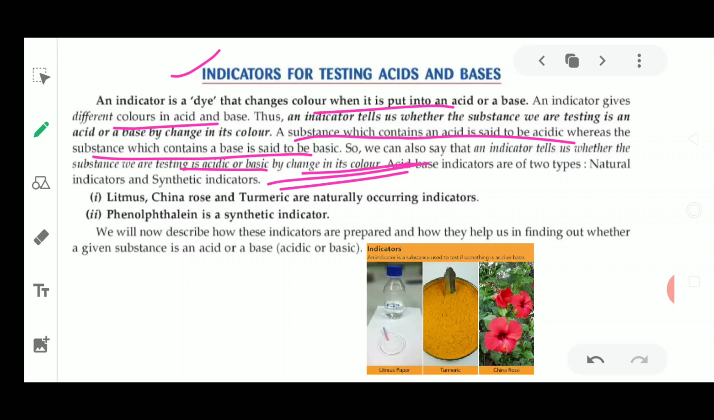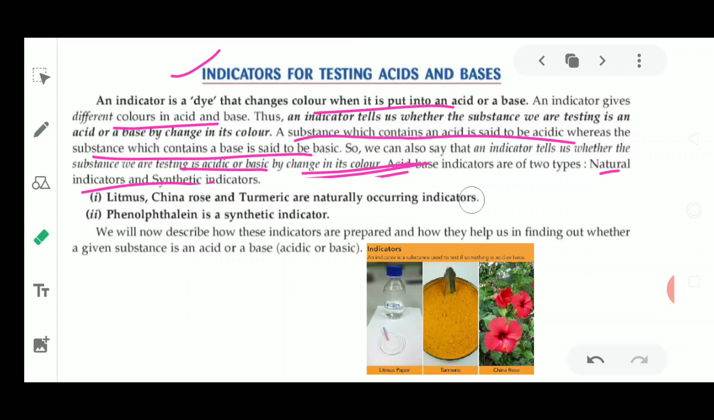Acid base indicators are of two types. I told you that they are natural indicators or synthetic indicators. There are a few examples of natural indicators, that is litmus, China rose and turmeric. These are the naturally occurring indicators which are present in our nature.